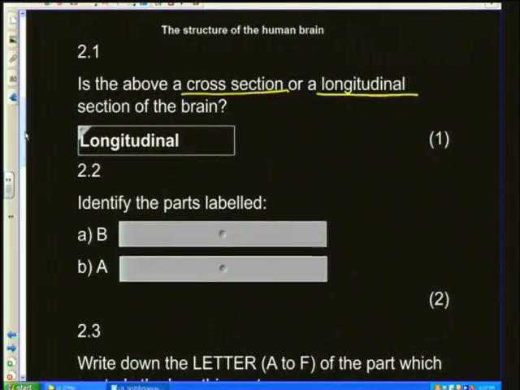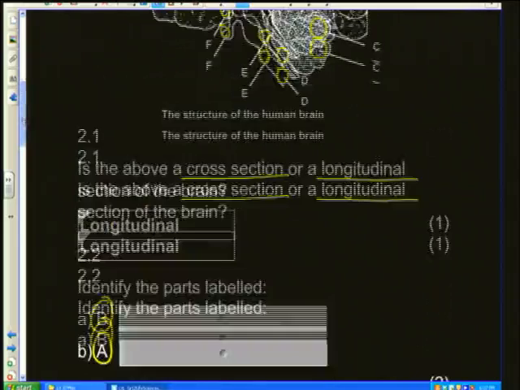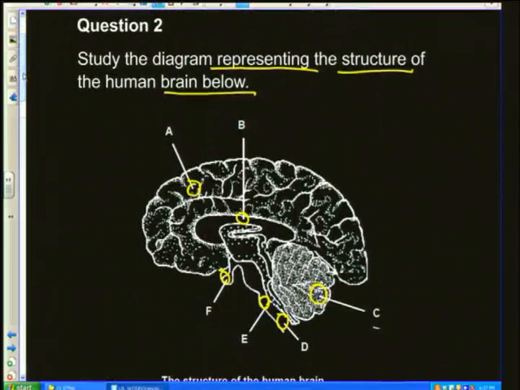Okay, here we go. Identify the parts labeled B and A. I don't know why they just didn't say A and B, but it's fine. So let's see. There's A, right, and there's B. First of all, A is that big part of the brain, right? It's got gray on the outside.